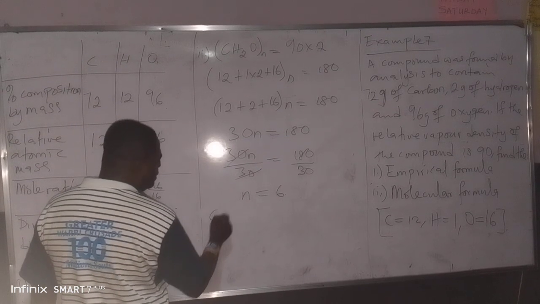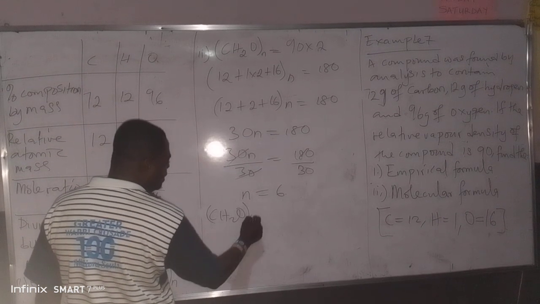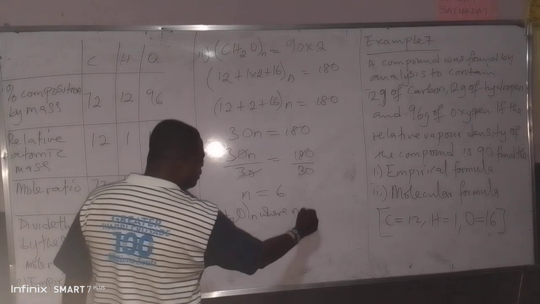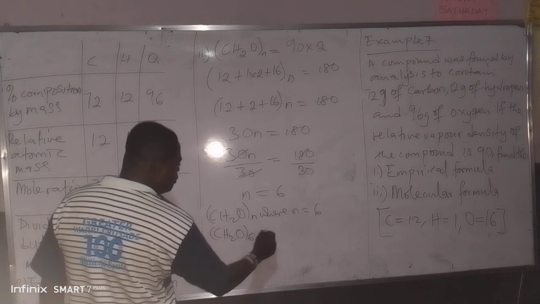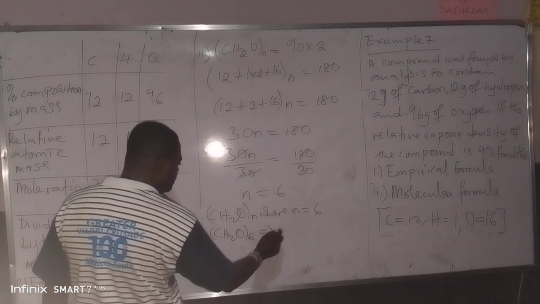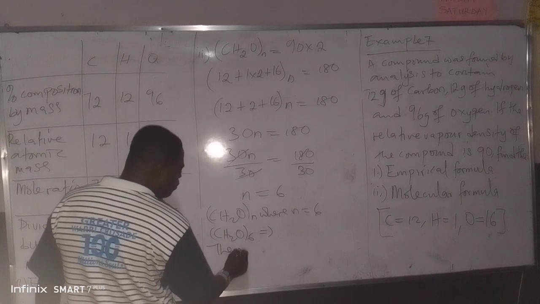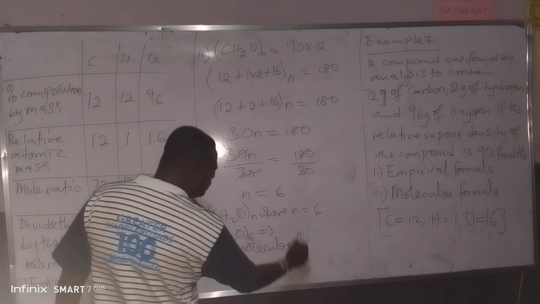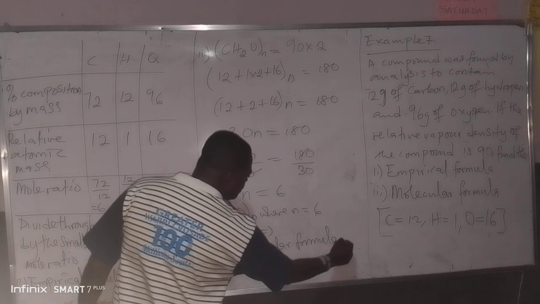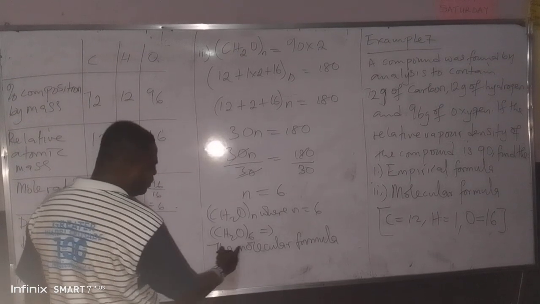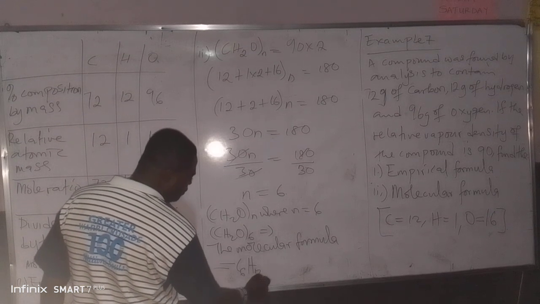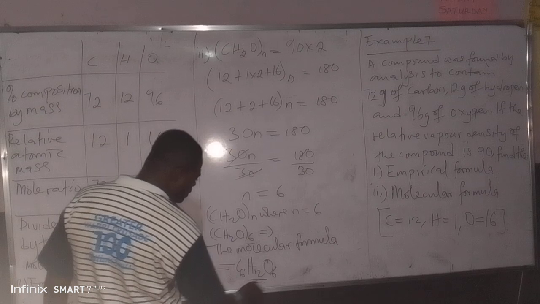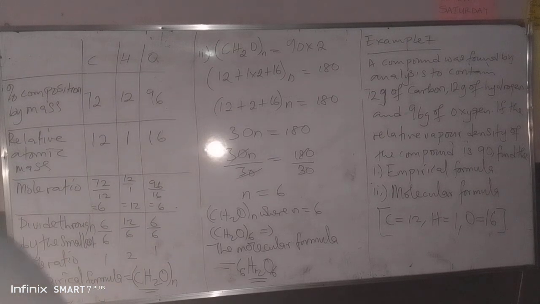Now we go to the molecular formula. We can say (CH2O)n, where n equals 6. We have (CH2O)6. So the molecular formula will be C6, H2 times 6, 12, O6. That is that. So that is the end of this topic.